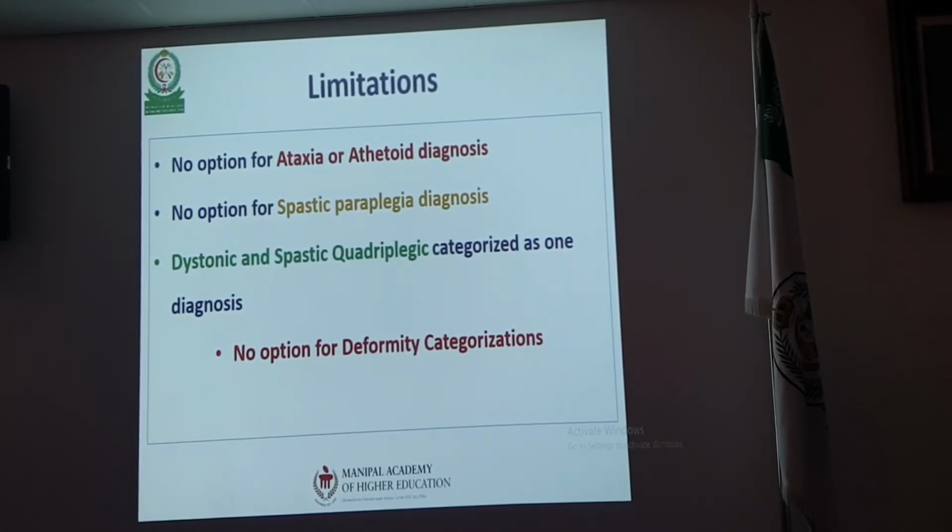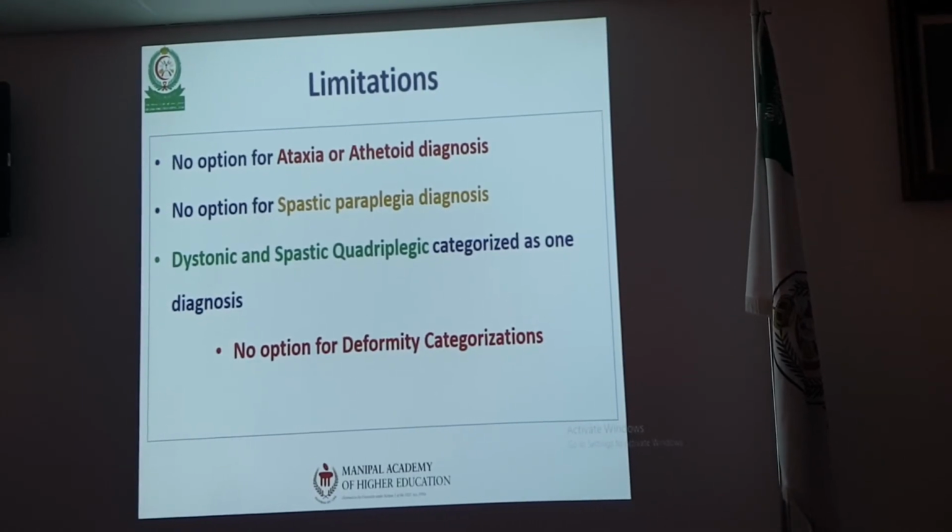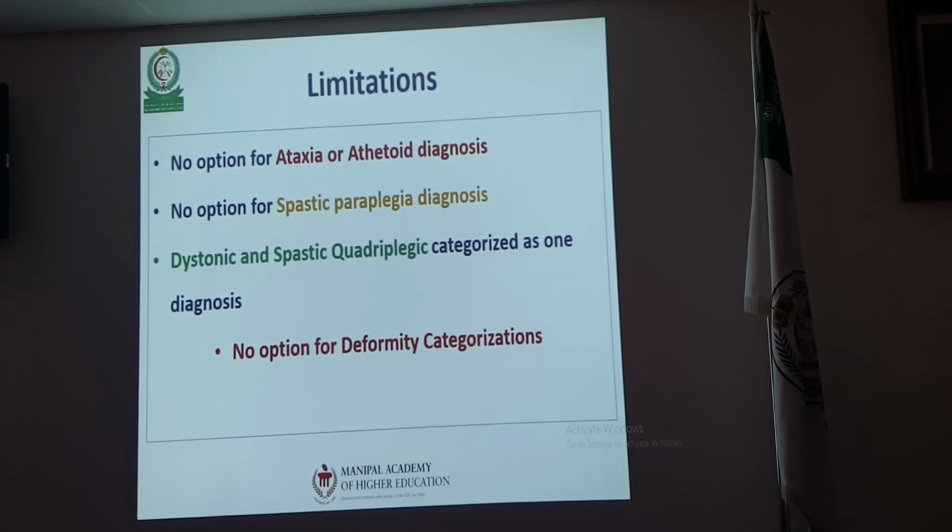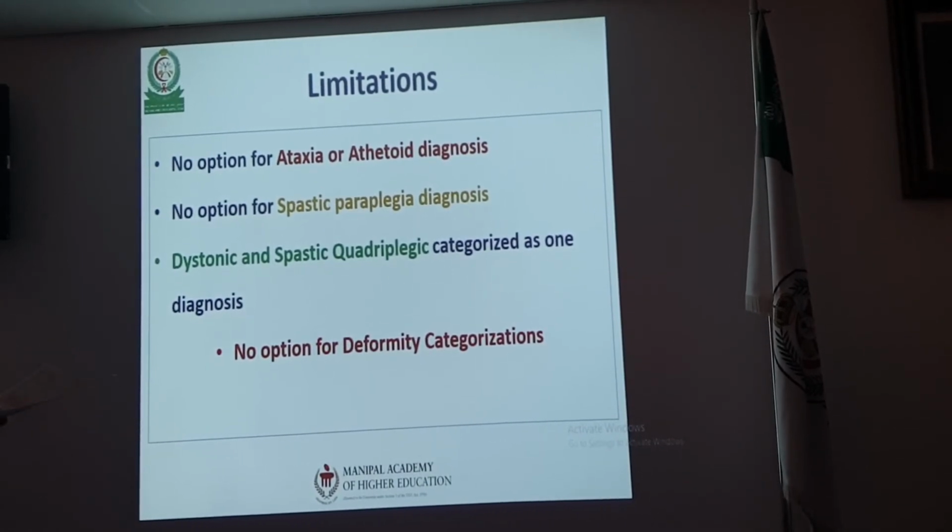So the question is why? Why did they club dyskinesia, that is athetoid and ataxia, together, and not separate them? Because in a newborn all the movements are athetoid movements. In a newborn all the movements are ataxic, discoordinated. It doesn't have any voluntary control, so they cannot categorize this. So they did this very intelligently.